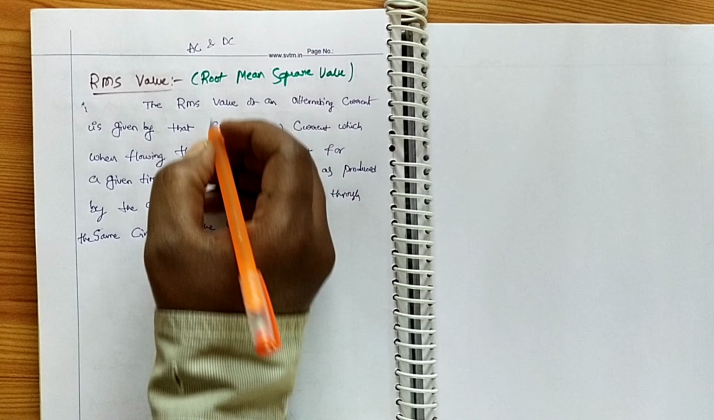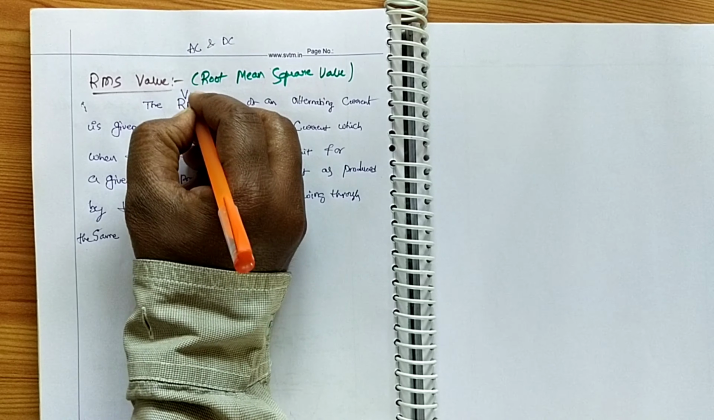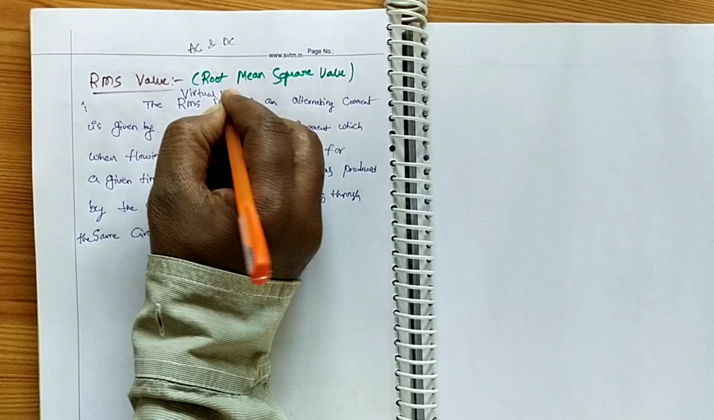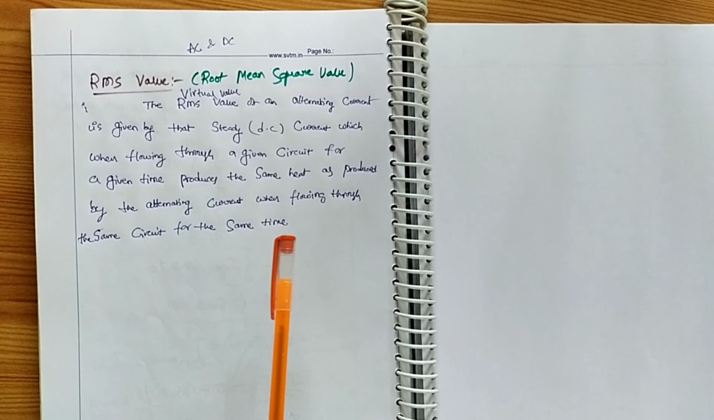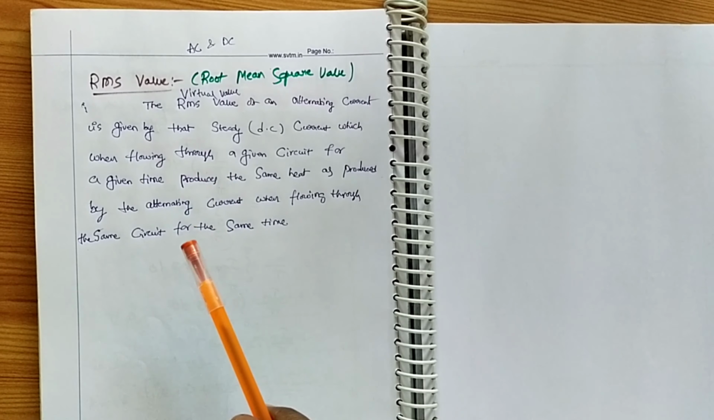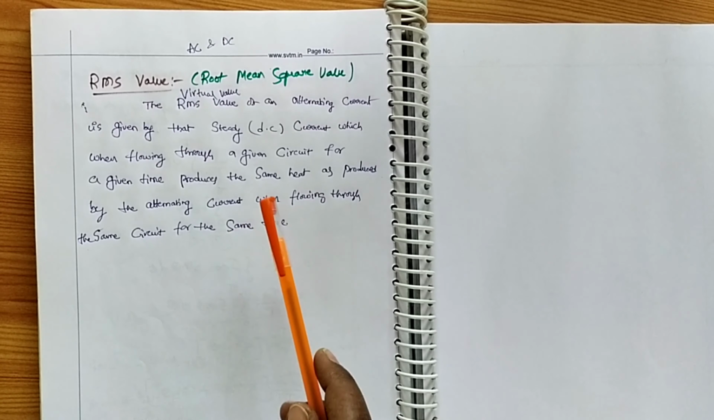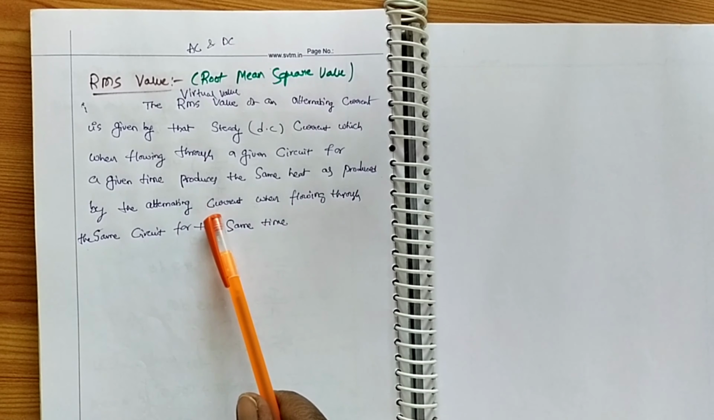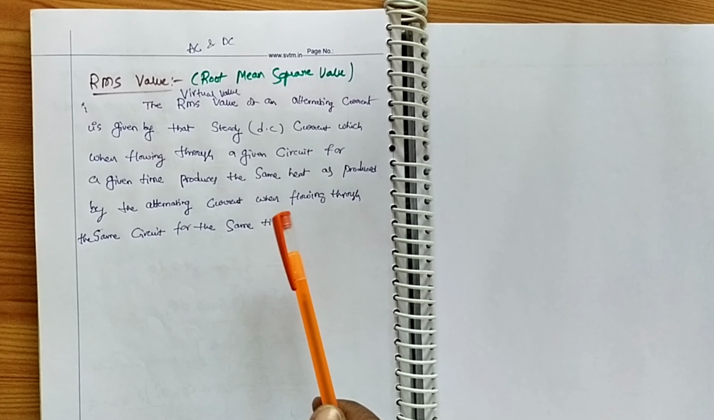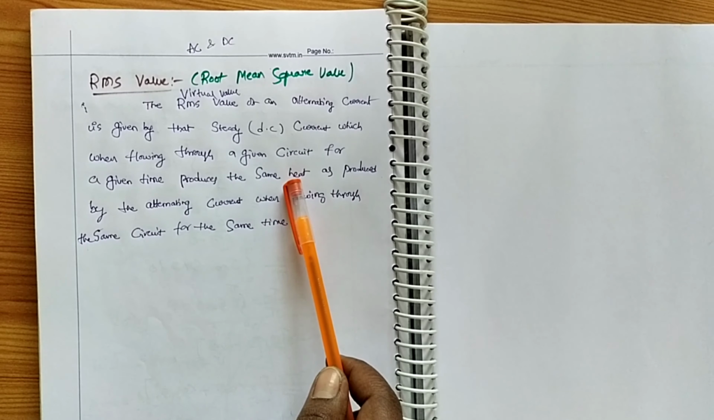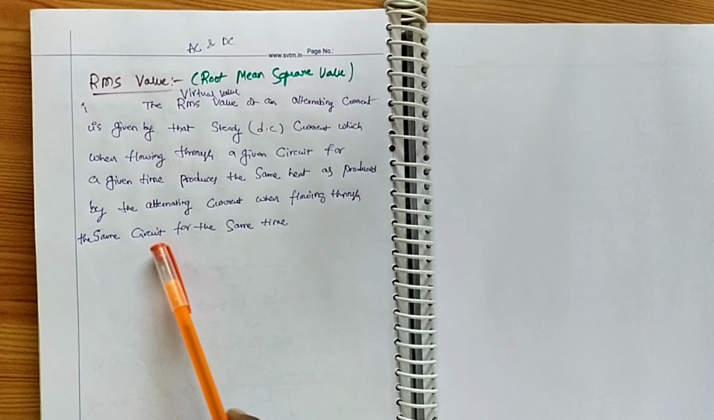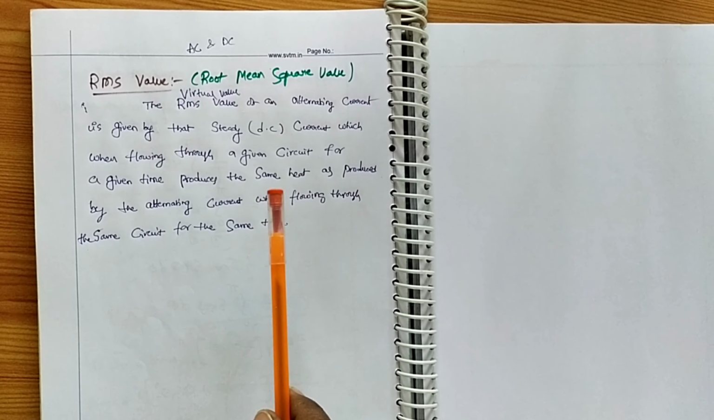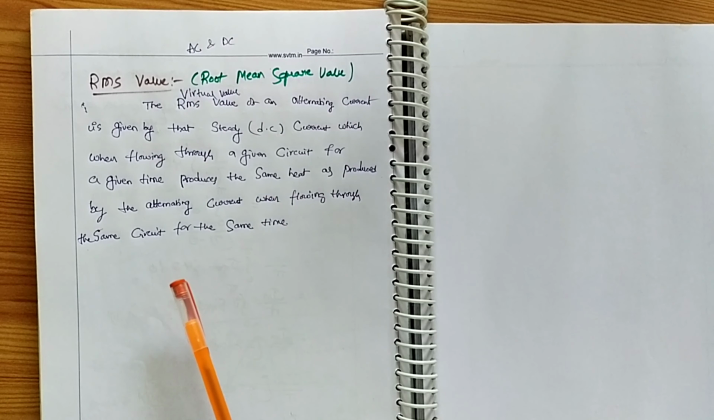It is also known as virtual value or effective value. Effective means it is producing heat. The RMS value of alternating current is given by the steady current which, when flowing through a given circuit for a given time, produces the same heat as produced by alternating current when flowing through the same circuit for the same time.